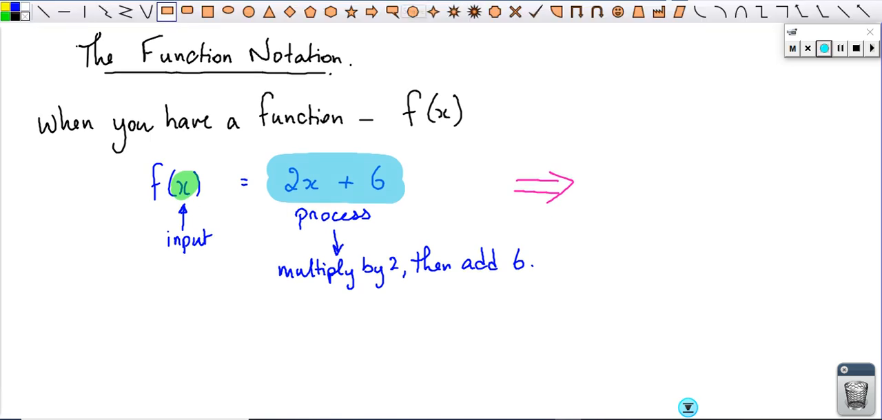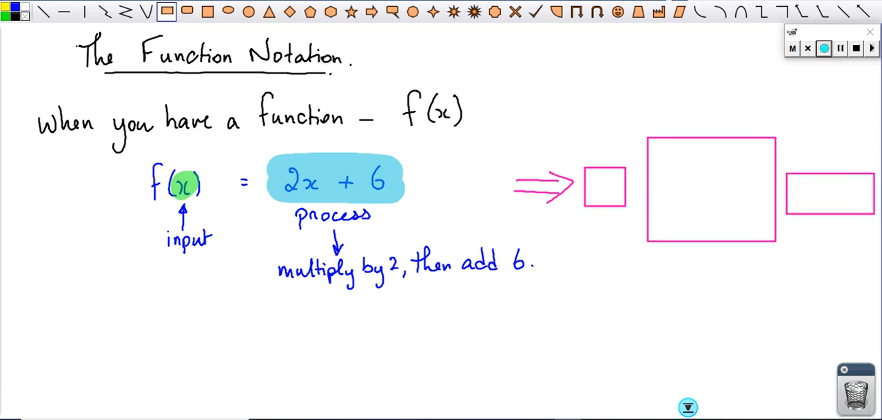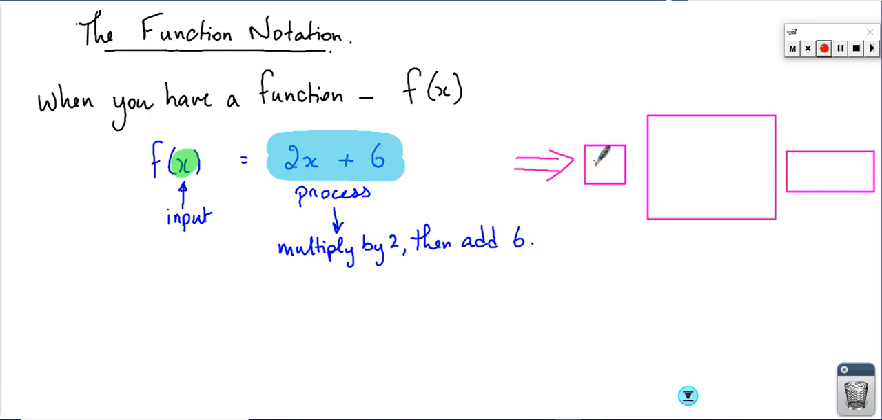So we have the input, we have the process, and we have the output. All right? So the input is x. That was the input, x. The process was multiply by 2, then add 6. The result is 2x plus 6. Okay? So this is the function denoted by the function machine. Okay? So that's very important.